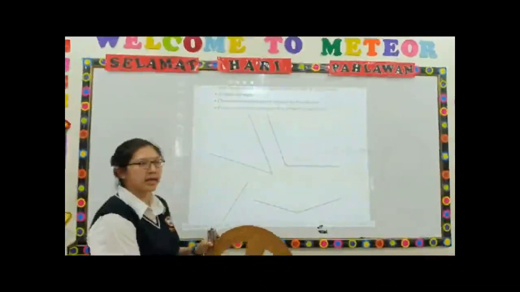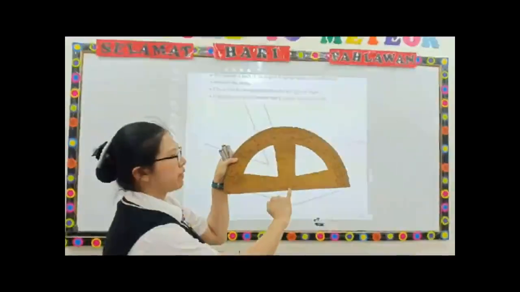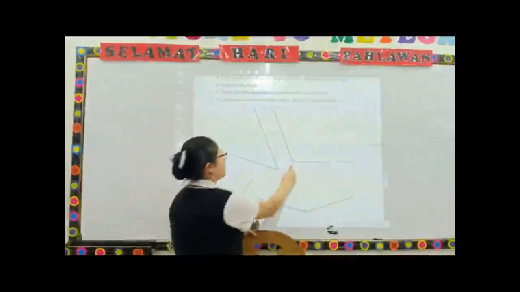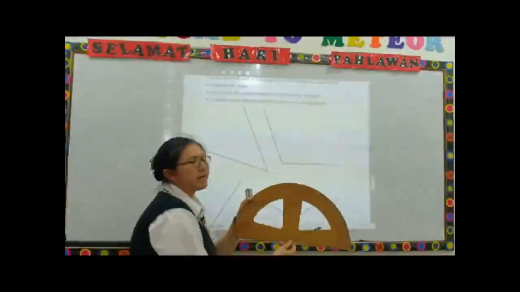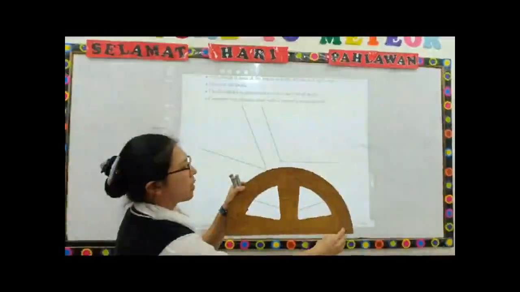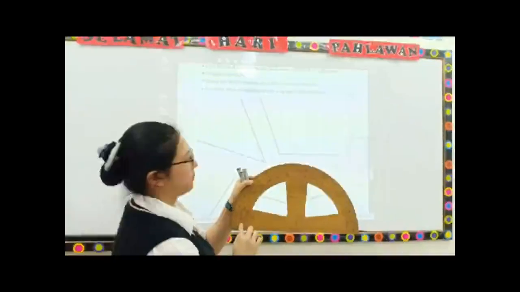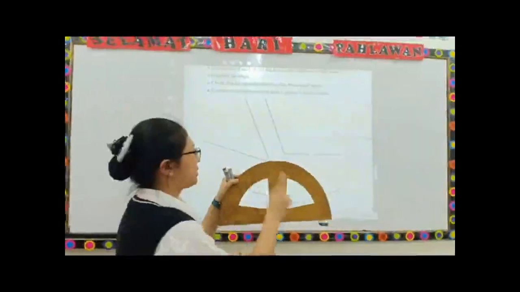So how do you measure an angle? Here, if you see a protractor, there is a center over here. This point of the line should be placed over here. The scale itself has two kinds: over here is the outer scale, and here is the inner scale. So how do you read the scale? It's based on where you place the line, the starting line.